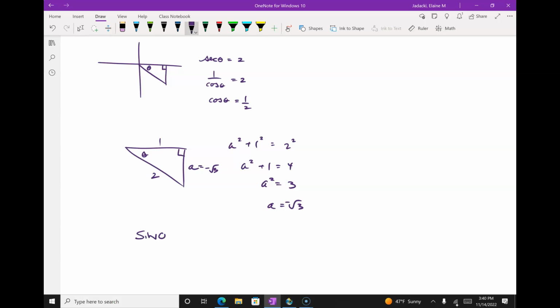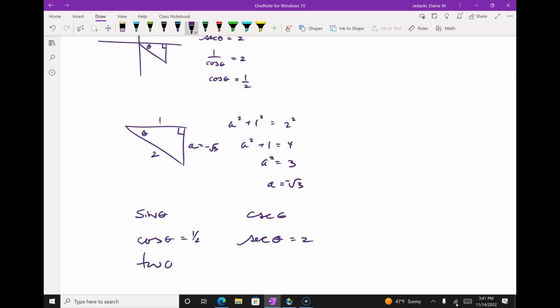So we have to figure out sine. We have to figure out cosecant. We know cosine. And we know secant. We have to figure out tangent, and we have to figure out cotangent. Who's got the sine? Yeah, negative, yep. So negative rad 3 over 2, right?